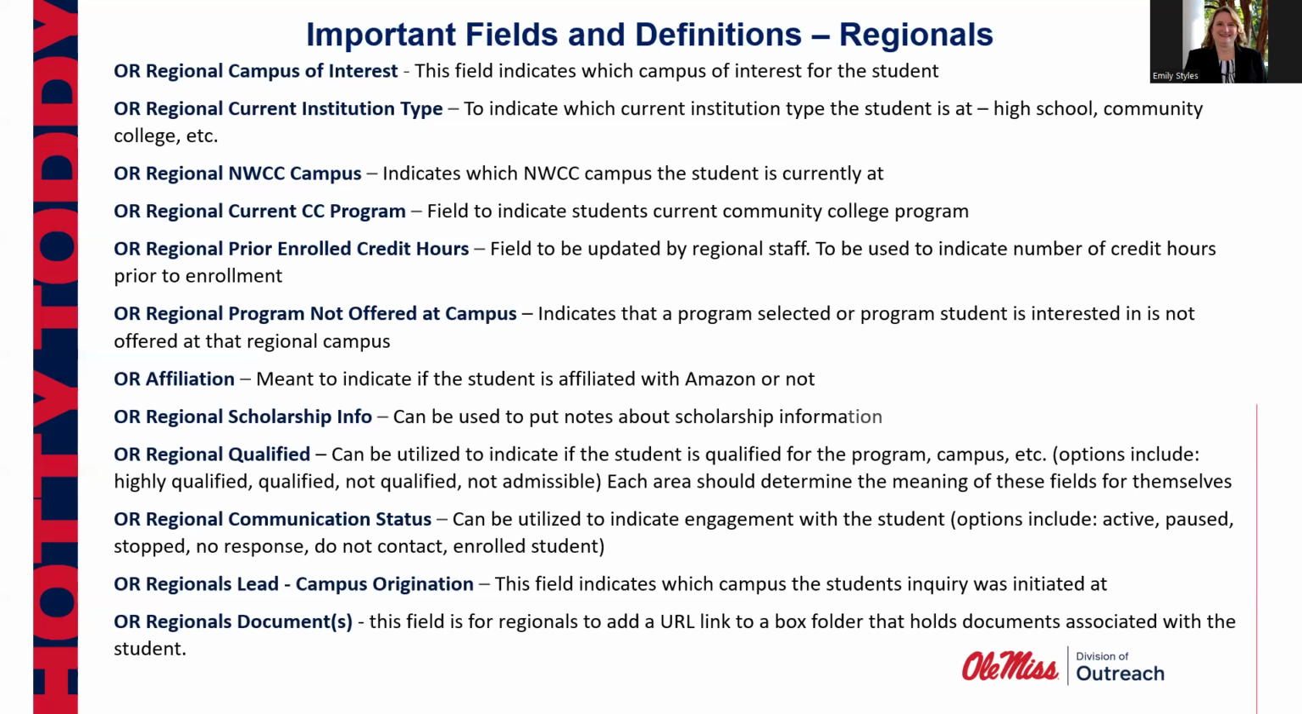We're going to have a spot for regionals to be able to add in enrolled credit hours. That's not going to modify the one that the student indicated. We're also going to have a field that's going to indicate if a program is not offered at the regional campus, so then the student can be easily communicated with about their options. We're also going to have fields associated with scholarships, affiliation with Amazon, as well as those that online and general studies have with qualified and communication status.